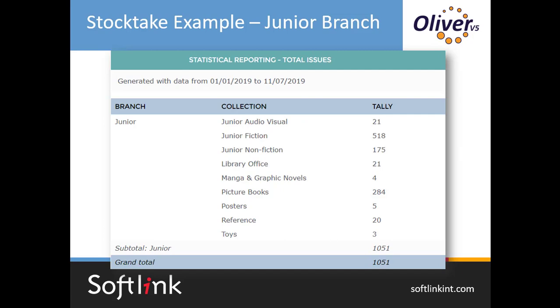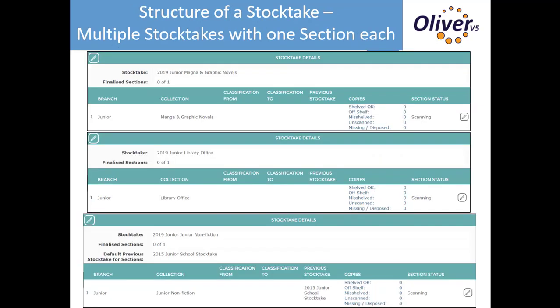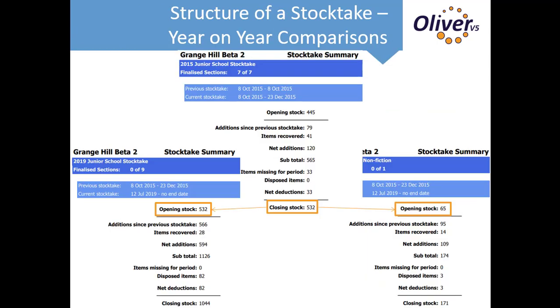In this webinar, I plan to perform a stocktake of the junior branch that has 9 collections and 1,051 copies. The first step of the stocktake is to create a stocktake and add sections to the stocktake. You have some options here. You can add one stocktake with multiple sections, for example, a section for each collection or a classification range within a collection. Another option you have is to add a stocktake for each section you plan to stocktake, for example, one stocktake with one section per collection.